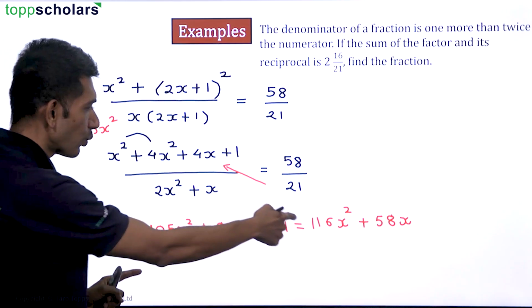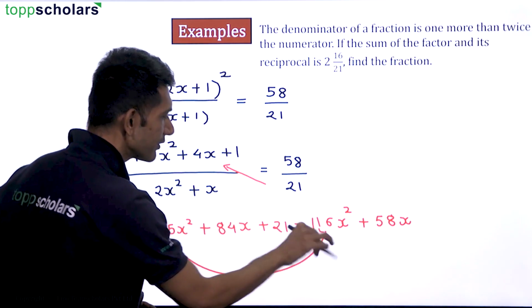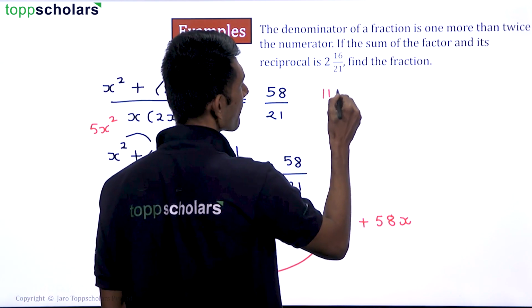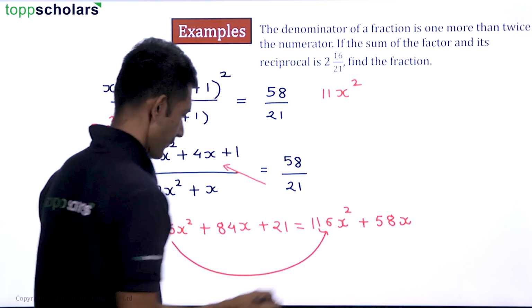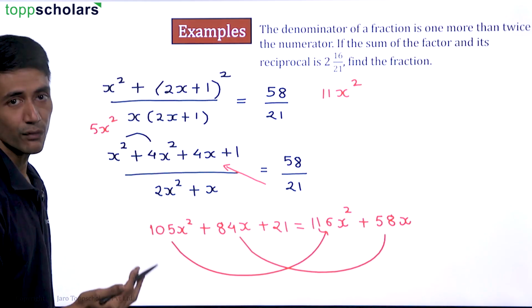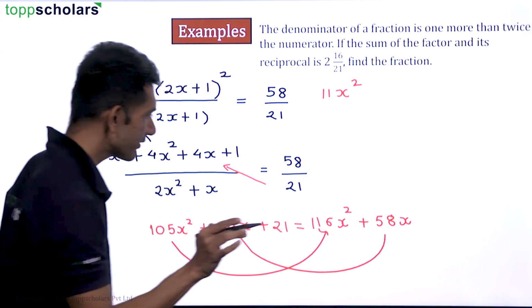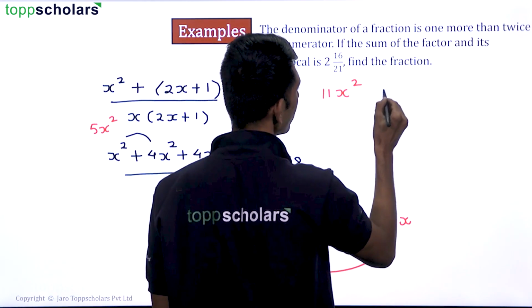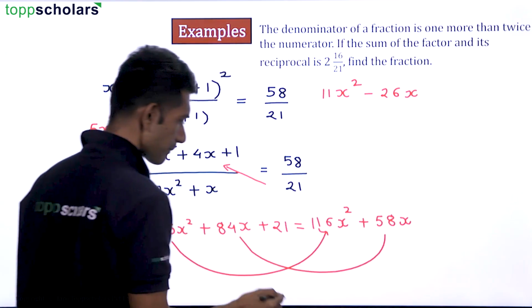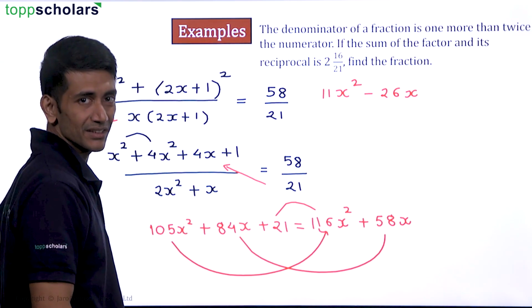Now shuffle the terms. 116 x square minus 105 x square is how much? 11 x square. 58x minus 84x. 24 plus 2, 26. So that gives you minus 26x plus 21 on the right hand side. Minus 21.